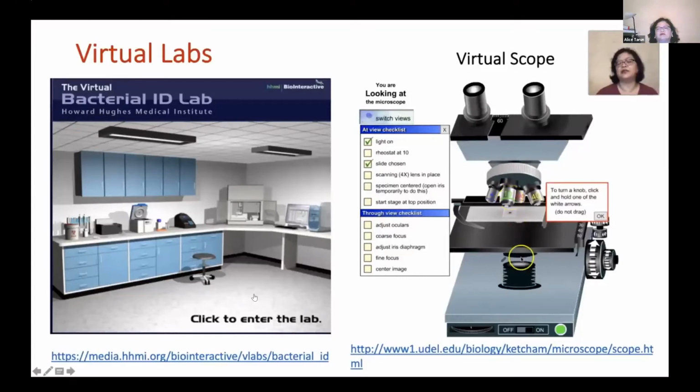The parts that are in this virtual scope are very similar to the microscope that they use in the lab, and the procedure for getting to focus on a slide essentially is similar to what they would encounter if they were to use this microscope. So by doing this, the students have a chance of a feel of learning how to use the microscope.